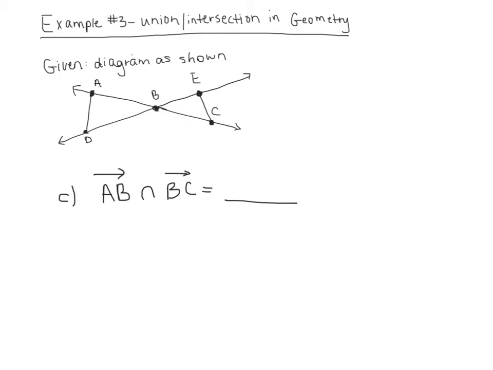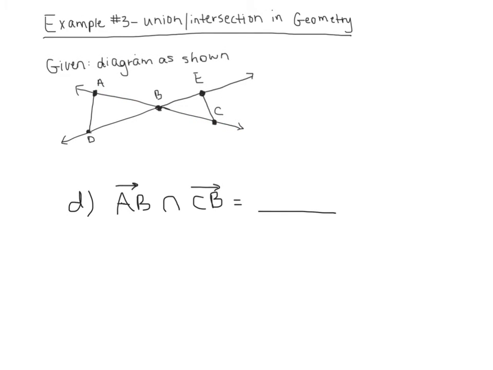Now let's look at the intersection between two rays. So what if I want the intersection of ray AB, which goes that way, and ray BC, which goes in the same direction? Okay, where's the intersection? Where do the red and the blue overlap? Right there. So clearly it is a ray starting at B and passing through point C.